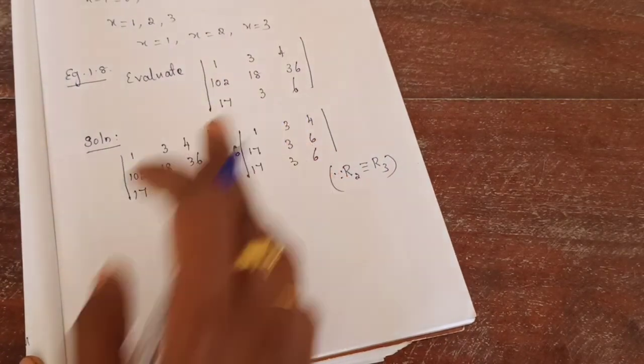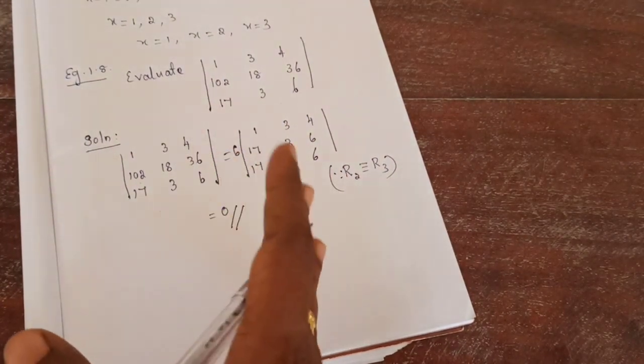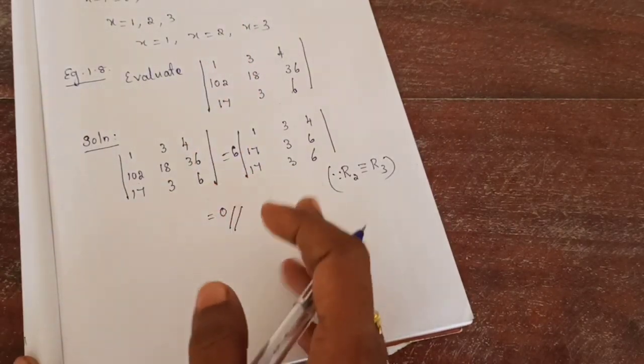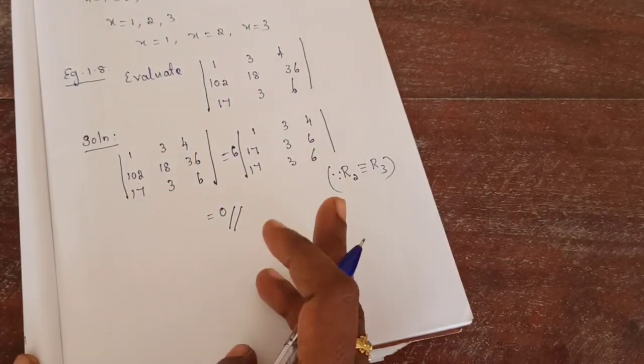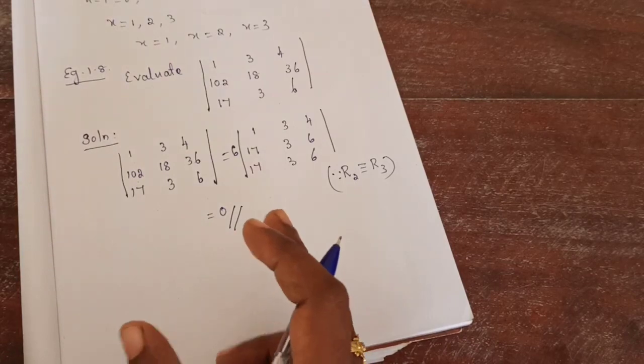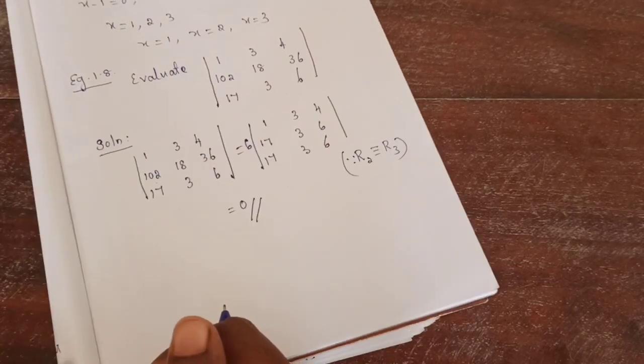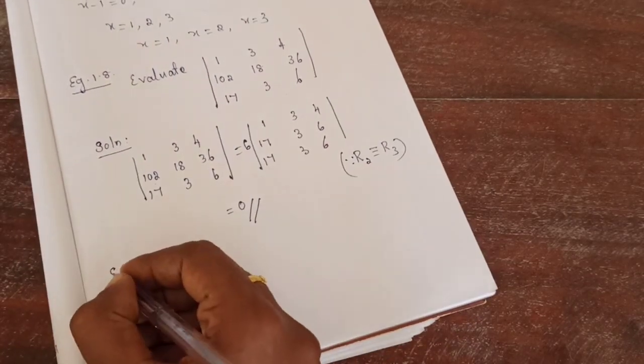Any two rows of a determinant being equal means the determinant value is equal to 0. So for this problem you are using two properties: multiplying by a scalar, that's the fourth property, then any two rows proportional, that is the fifth property. Write both properties on the side and write down the answer. Understand? Okay, let's move to the next question.